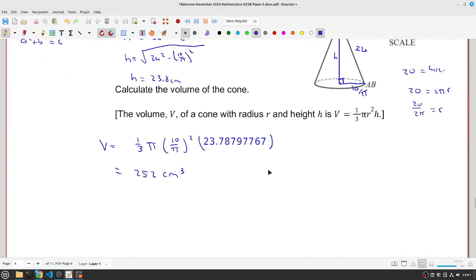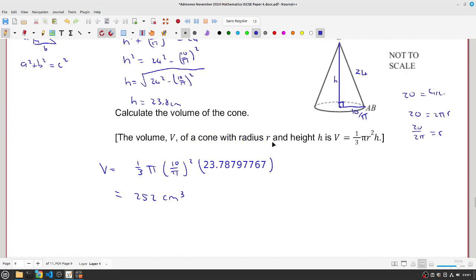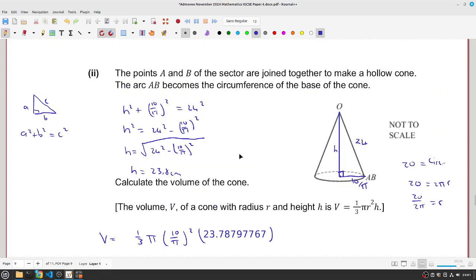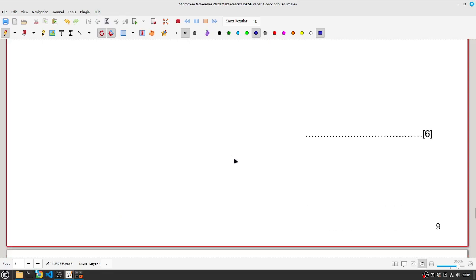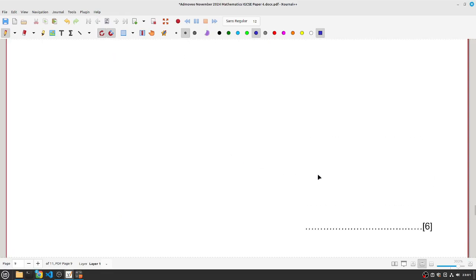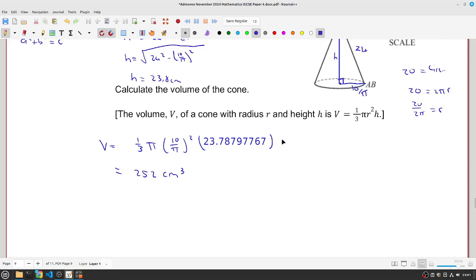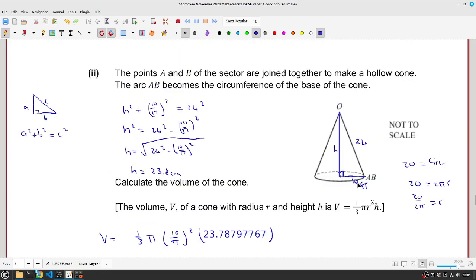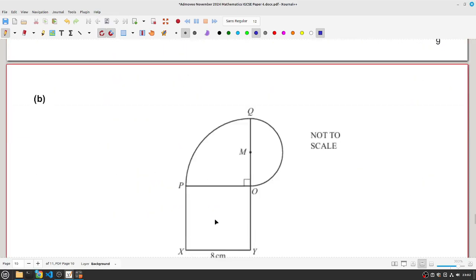Okay, and again, if you have a different way to do it, please let me know. I love seeing different ways of solving the same question. Okay, 252. They gave us a lot of space, 6 marks, so it's supposed to be a more tricky question, and I can see why. Because we had to know we can use the circumference to find the radius. Then we had to know we could use Pythagoras to find this height. And only then could we use this formula. So definitely a little bit more of a tricky one.